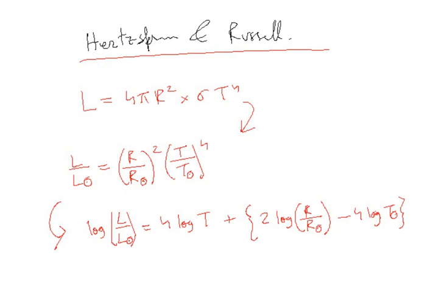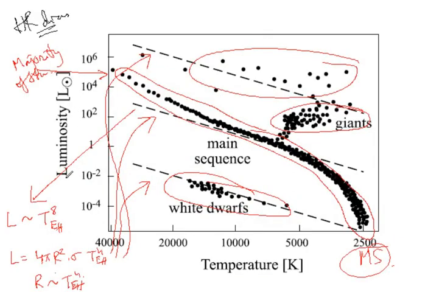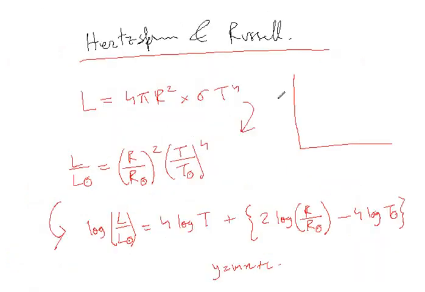Now this is of the form y is equal to mx plus c, and so from here we can make plots like this. Previously you must remember this luminosity is in terms of L. Here it is a logarithmic plot, but here this is a linear plot, right? This is not logarithmic. Okay, so we have a log plot, log L, and here this is increasing and T decreasing.